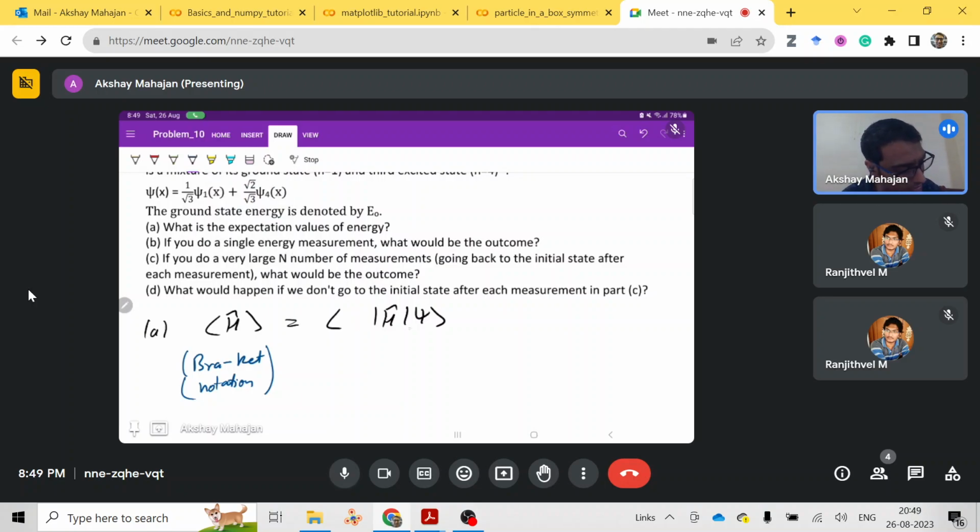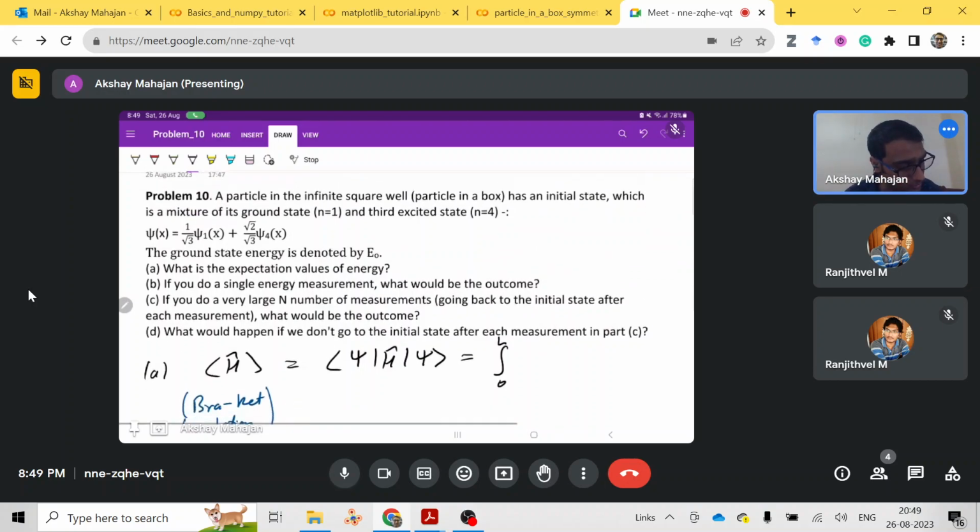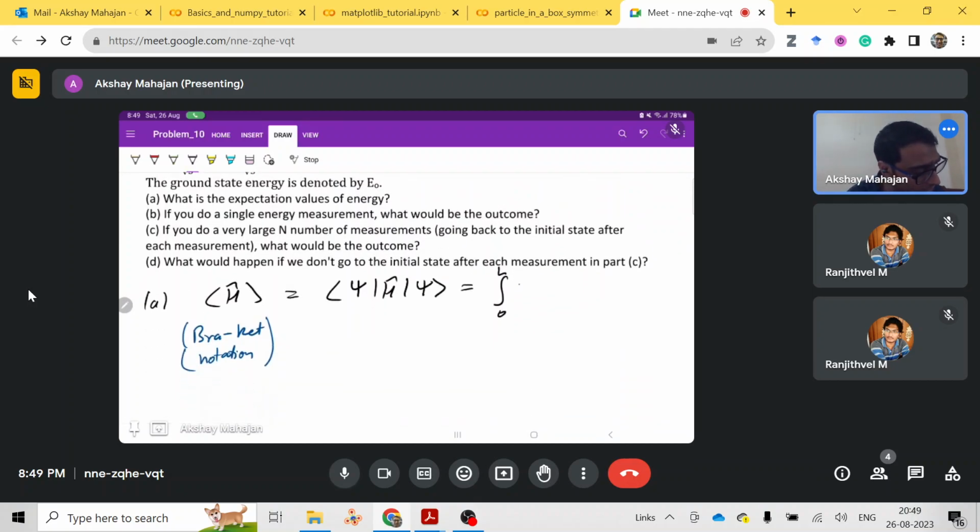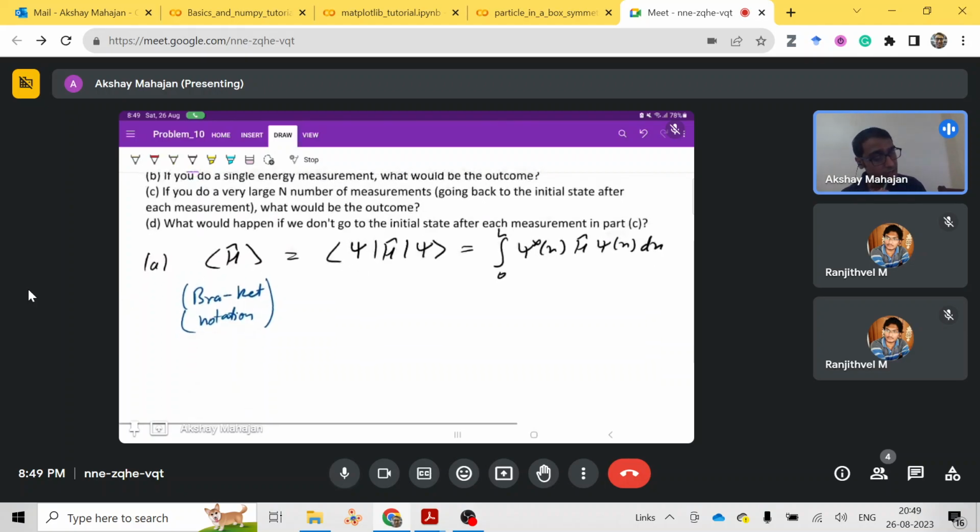what I have written in this compact form, <psi|H|psi>, is basically the integral from 0 to L, where our particle remains, let's say the length of the box is 0 to L, of psi star of x, H cap, our Hamiltonian, times psi of x dx. So the bracket psi H psi gives you this integral.